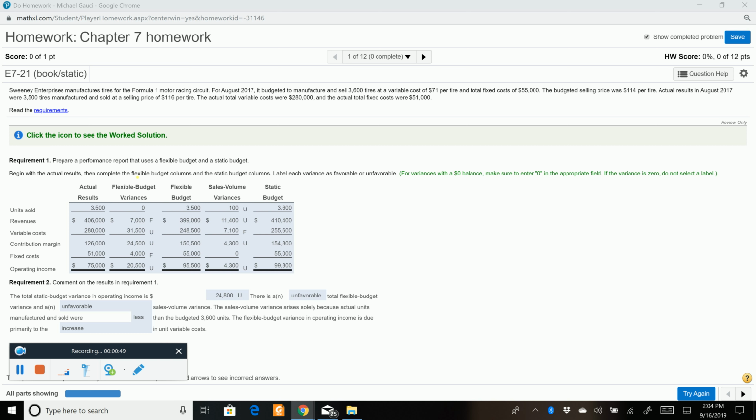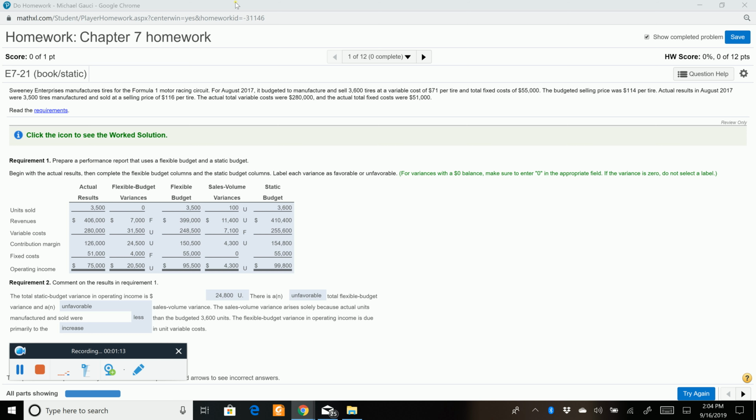So in this example, we have a company, Sweeney Enterprises. They manufacture tires for motor racing circuit. For August, it budgeted to manufacture and sell 3,600 tires at a variable cost of $71 per tire and total fixed cost of $55,000.